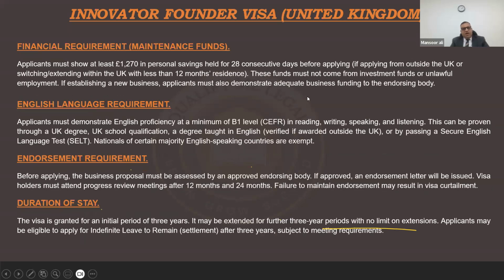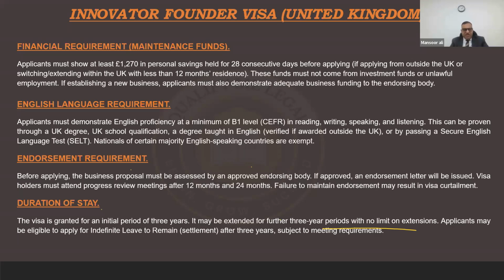So apart from the initial discussion, you would need financial requirement, which is called financial funds. You need to show that you have £1,270 in personal savings for 28 days before applying. And if you are within the UK, then you need to show the same type of funds.